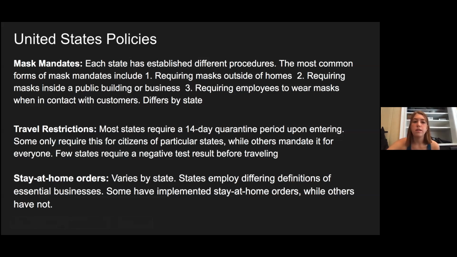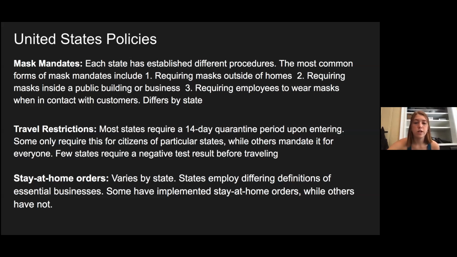So for mask mandates, each state has established different procedures. The most common forms of mask mandates, which really differed amongst the states, included requiring masks whenever you left your home, which was obviously the most restrictive. Most states did not implement this, or citizens simply did not follow the restriction. Another kind was requiring masks inside public buildings or businesses, which I think was probably the most common type of mask restriction. And then other states required employees to wear masks when in close contact with customers. So it really differed by state.